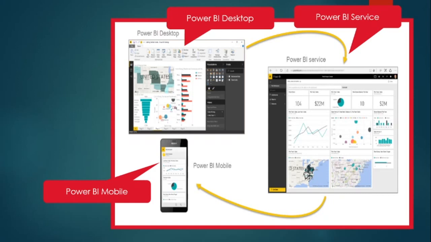Once you have downloaded your Power BI desktop and you have completed your report, the next step will be to deploy that report in Power BI services. For deploying the reports, you need to have a Power BI Pro license or trial version license. Once you have deployed that report in Power BI services, you will be able to access that report from your mobile device.